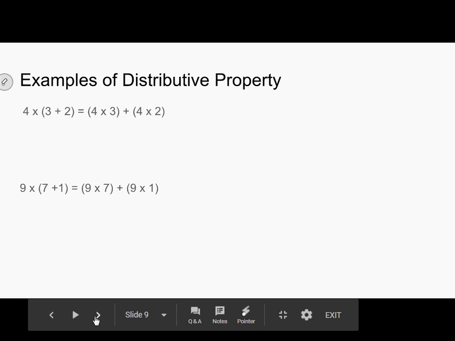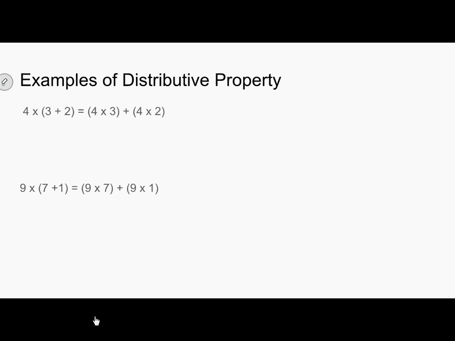Okay, so an example of distributive property would be 4 times (3 plus 2). My 4 gets distributed throughout the problem. Remember how I told you way at the beginning of the year, it's like number 4 is going to a number party, and he has to shake hands with number 3 and number 2. Same with 9 times (7 plus 1). Number 9 is going to the party. He has to shake hands with number 7, and he also has to shake hands with number 1. We have multiplication in the middle of our parentheses, and we have addition in the center, adding those two together.